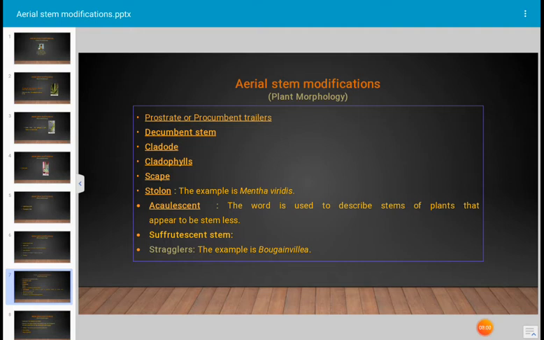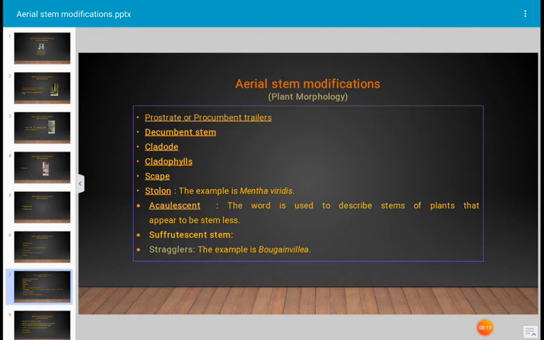The branches are subterranean in habit. A stolon firstly grows upward in air and then anchors the soil, again producing roots as well as daughter shoots. Example, I already told you, that is mentha.